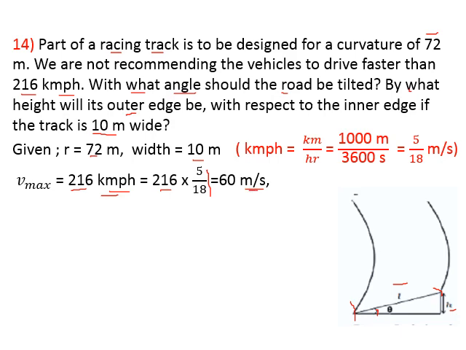Now why do we have to consider this 5 by 18 factor here? For this purpose, see this is shown here. This kilometer per hour we can write like this, kilometer divided by hour. And this 1 kilometer is nothing but 10 raised to 3 meter or 1000 meter, while 1 hour is nothing but 60 minutes and 1 minute is 60 seconds. That's why 1 hour is equal to 3600 seconds. On simplifying this, you will get this 5 by 18.